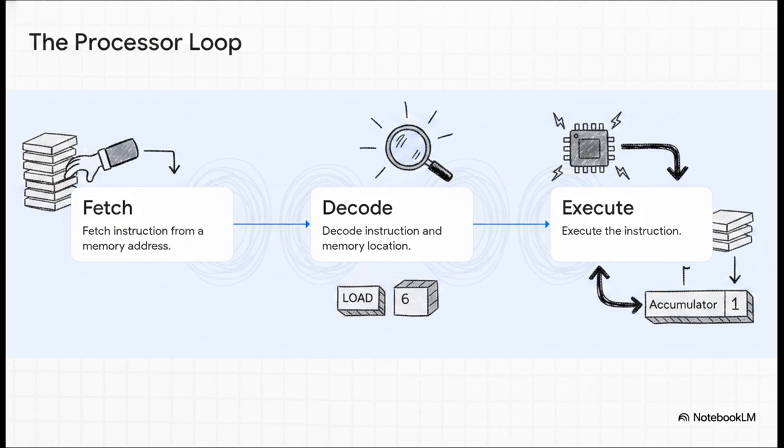It's 3 simple steps. Step 1 is fetch. Our program counter starts at 0. So on that first tick, the CPU goes to address 0 in the memory, fetches the instruction sitting there, and drops it into the instruction register. Step 2 is decode. The CPU looks at what it just grabbed. Every instruction has 2 parts, a command and a memory address. Let's say it decodes the command load and the address 6. Step 3 is execute. The CPU actually does the thing. It heads over to address 6, grabs the value sitting there, let's just say it's the number 1, and loads it directly into the accumulator.